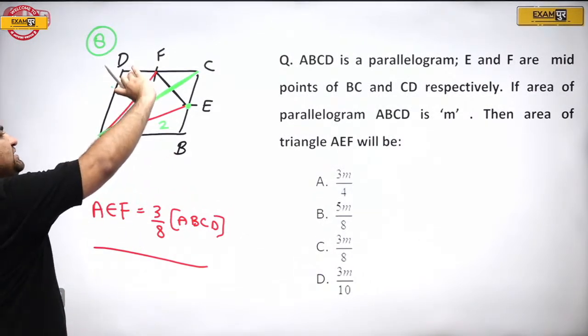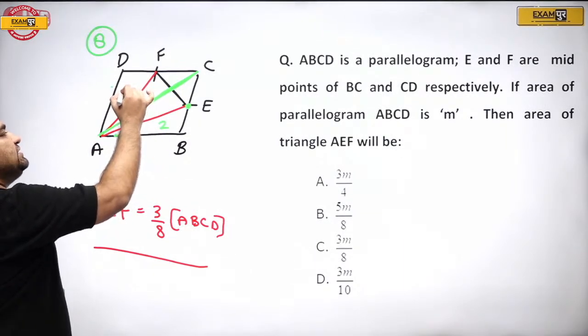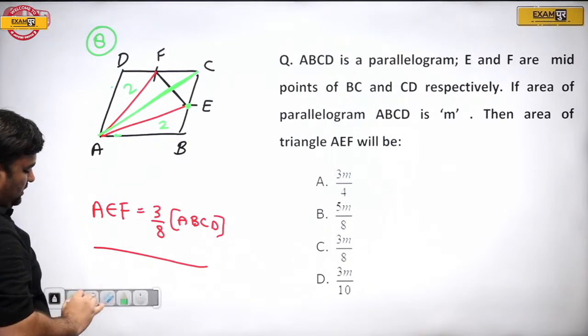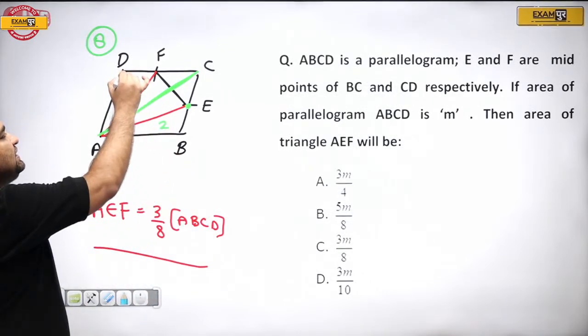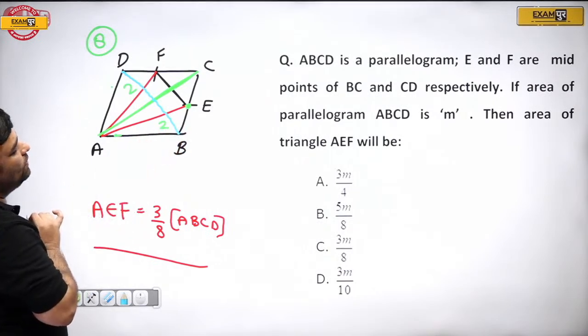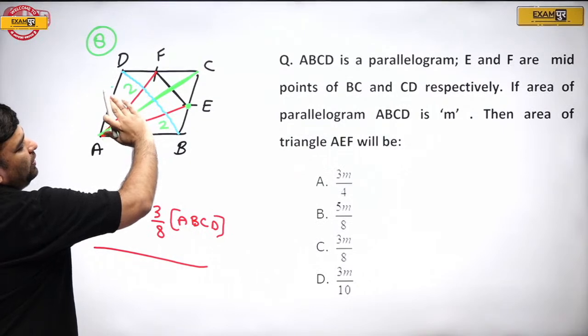Similarly, this total is 4. This is the midpoint segment, so 2, 2 each. Just do one more thing. Draw this line as well. This total is 4.